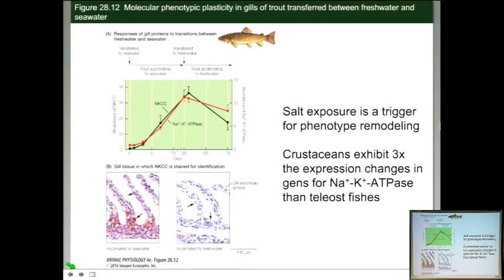Now it turns out, and here are the pictures down here in part B of the figure in the lower half, on the left we have the seawater gill, and remember down here is where the NKCC is. You can see the cells colored red are the ones that have the NKCC, and in the freshwater there are very much fewer cells that stain for the NKCC. Another interesting part of this now is that crustaceans have 3 times the expression changes in the genes for sodium potassium ATPase than teleost fishes do. So even more phenotypic change in crustaceans than even in the fish.